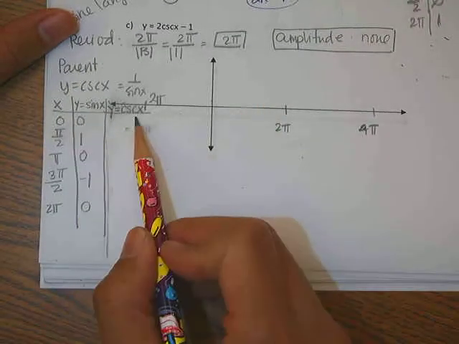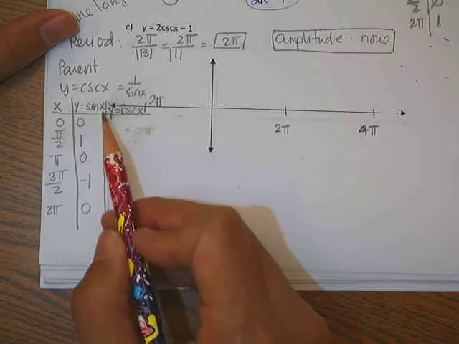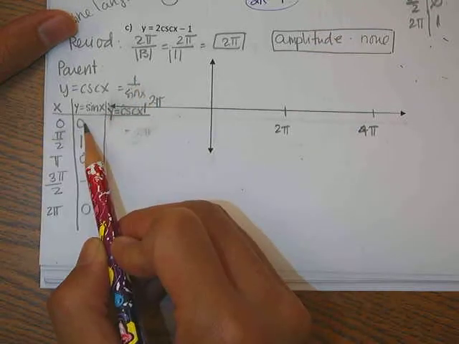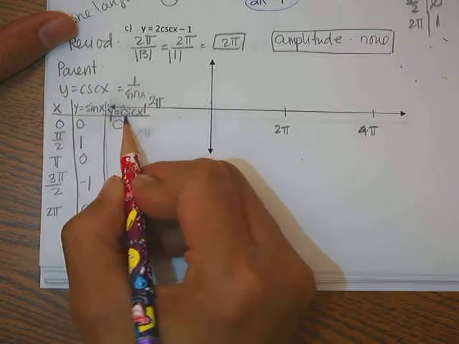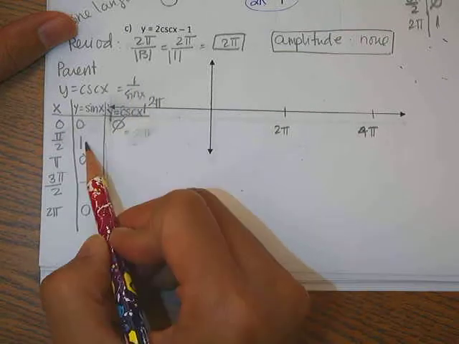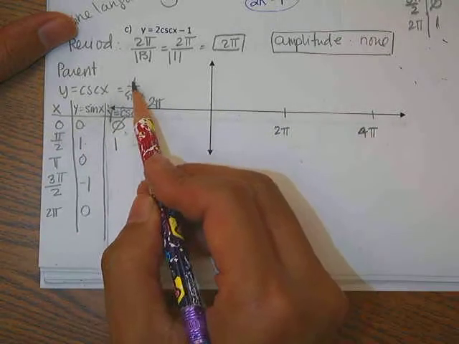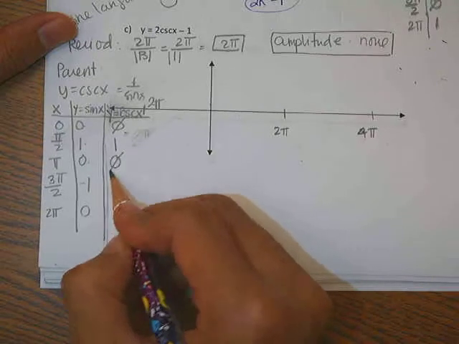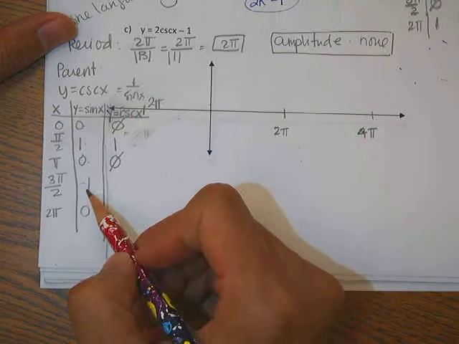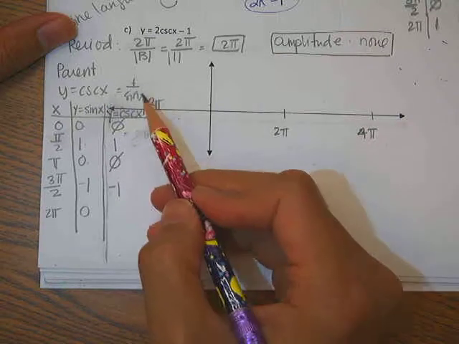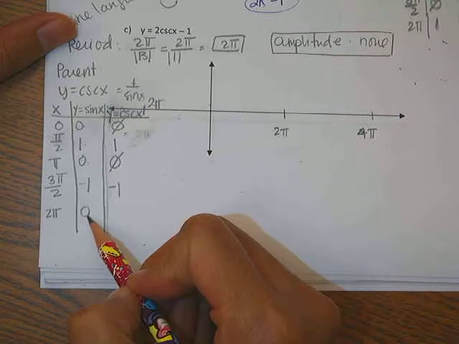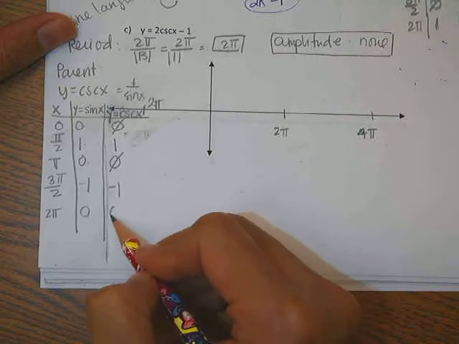Well, cosecant is just really 1 divided by sine. So what happens when I do 1 divided by 0? That's really undefined. 1 divided by the output, which is 1, is 1. 1 divided by 0 is undefined. 1 divided by negative 1 is negative 1. 1 divided by 0, hopefully you're saying undefined.